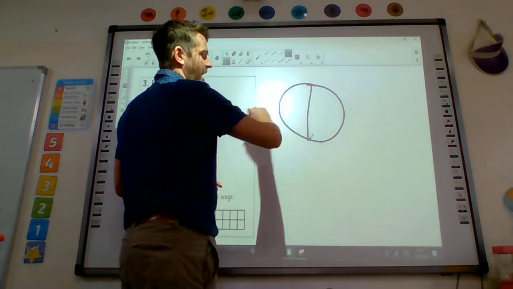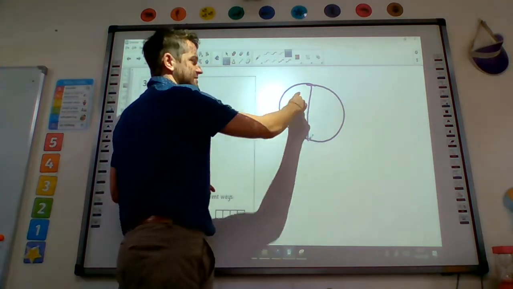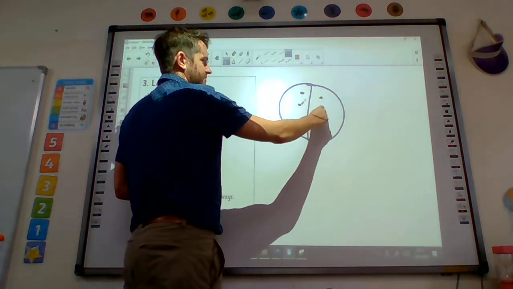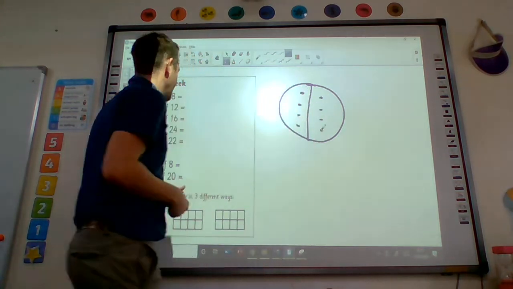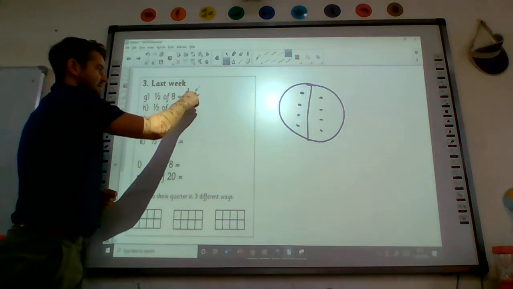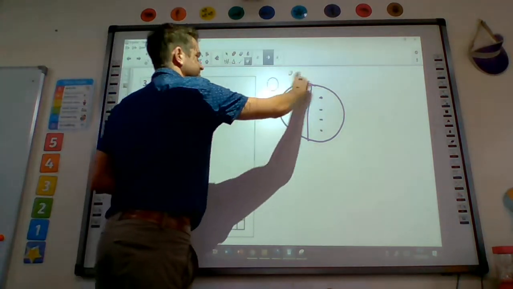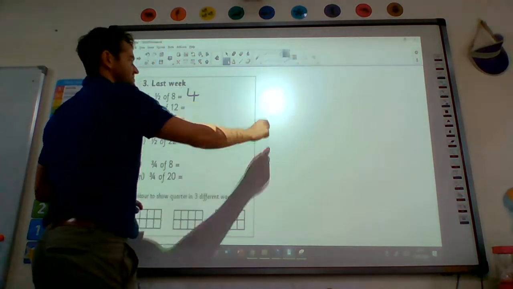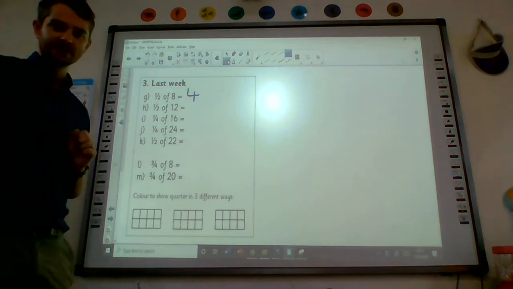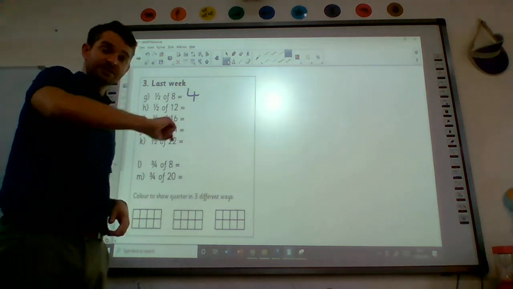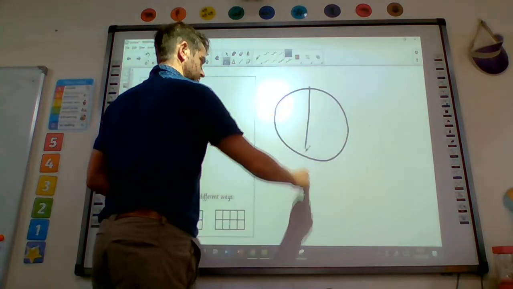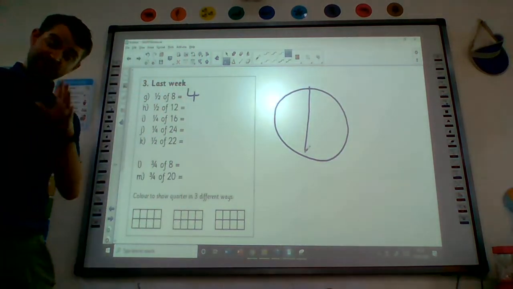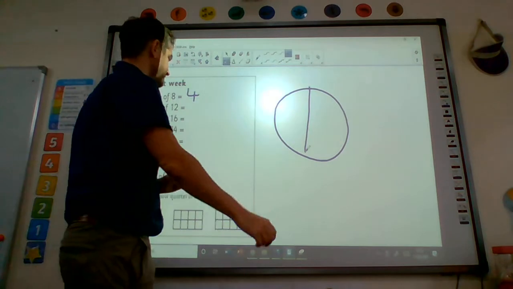Let's have a look. Half of 8, I'm sharing 8. 1, 2, 3, 4, 5, 6, 7, 8. Looking at 1/2. Half of 8 is 4. On to the next one. Half of 12. Over to you if you haven't done it yet. I'm having a go. If you haven't finished yet, you can pause the video.